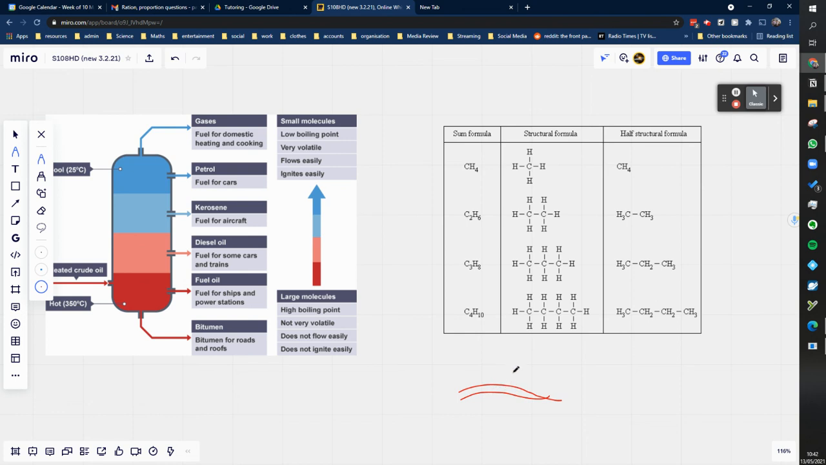And this is going to make it harder for us to heat them up to the point that they're able to flow past each other and eventually able to move around as a gas. So smaller molecules will have a lower boiling point. This is going to be a low boiling point here, and the larger molecules will have a higher boiling point.